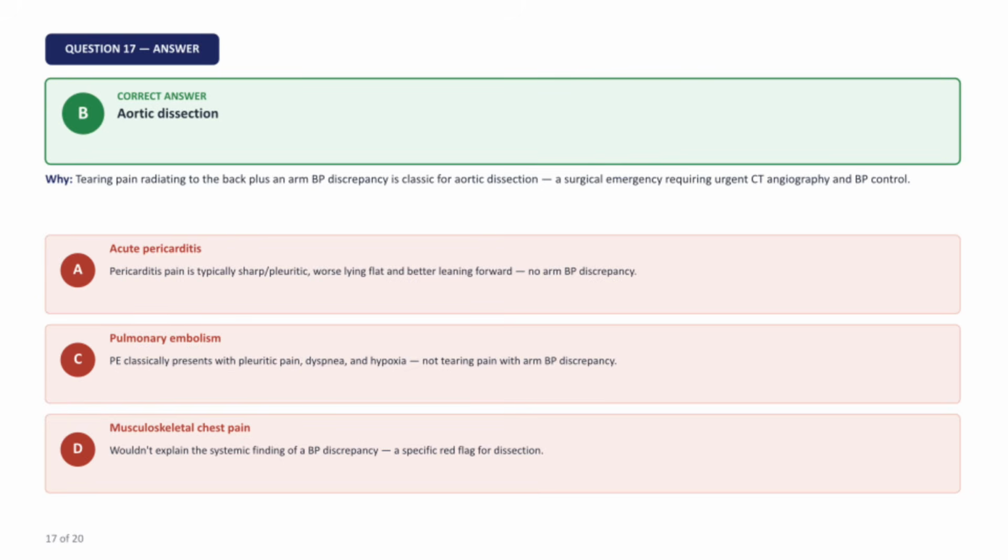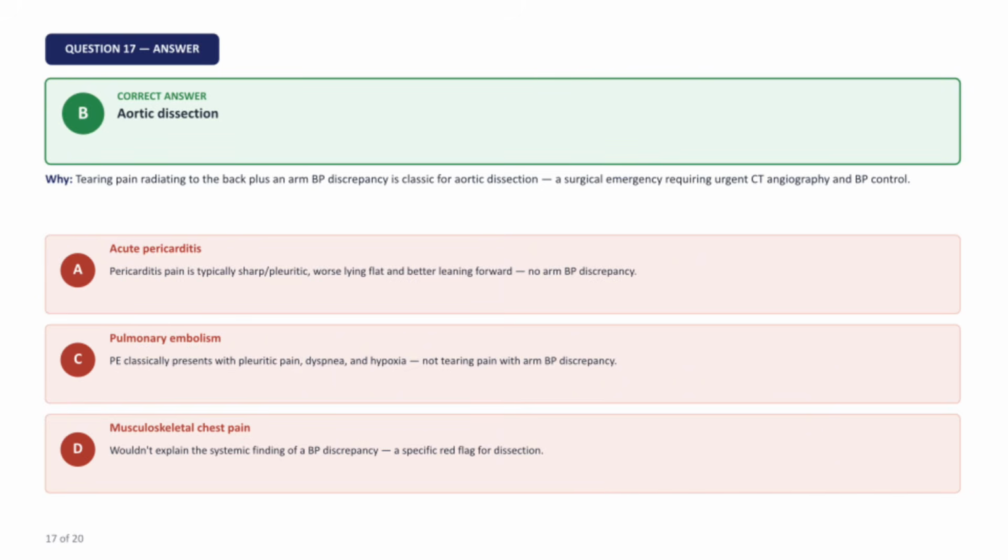The correct answer is option B, aortic dissection. Tearing pain radiating to the back plus an arm BP discrepancy is classic for aortic dissection, a surgical emergency requiring urgent CT angiography and BP control. Now, why isn't A correct? Pericarditis pain is typically sharp or pleuritic, worse lying flat and better leaning forward, no arm BP discrepancy.